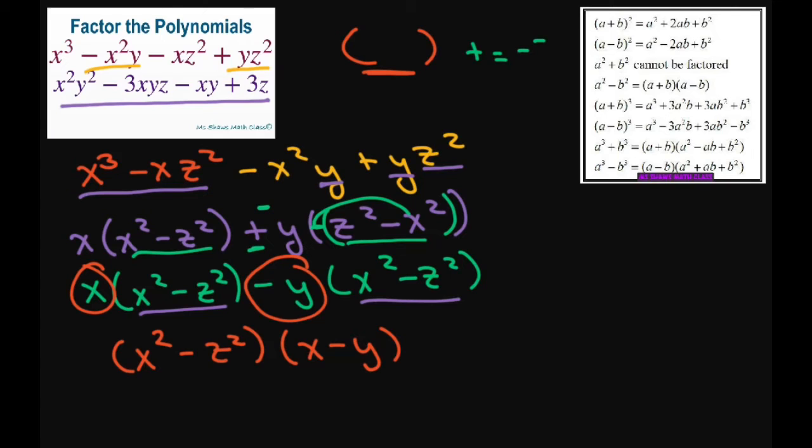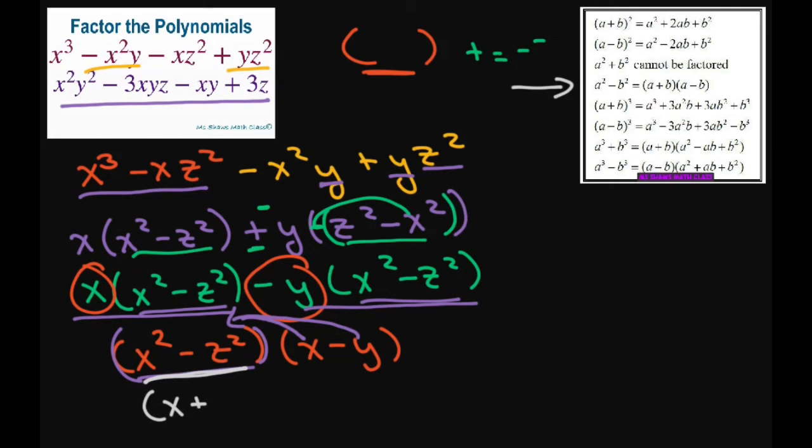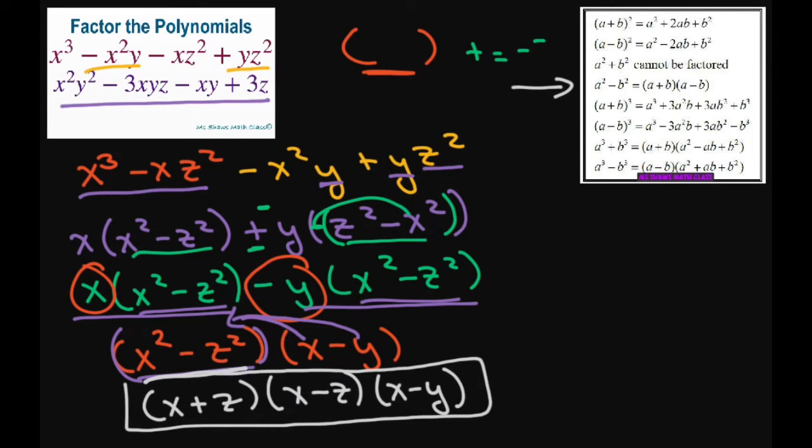And when you think about it, when you distribute, you multiply x times all of this, we get that. And negative y times this quantity, we get this. So the only thing is, this isn't factored completely. So we're going to use our difference of squares, this formula here, for this right here. And that's going to be x minus z, times x plus z. You can put plus or minus, it doesn't matter which order. And then we're going to have x minus y. So that will be your factored completely.